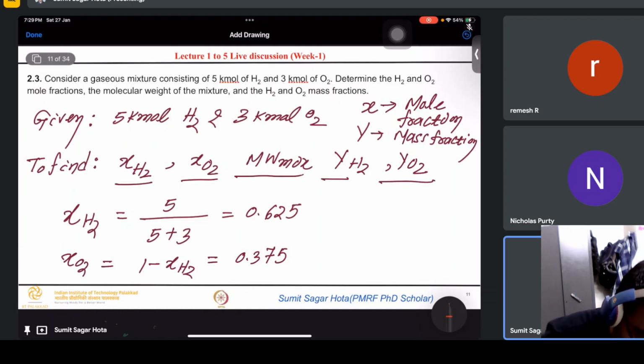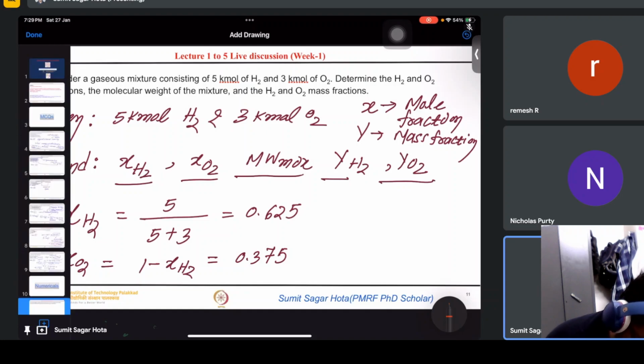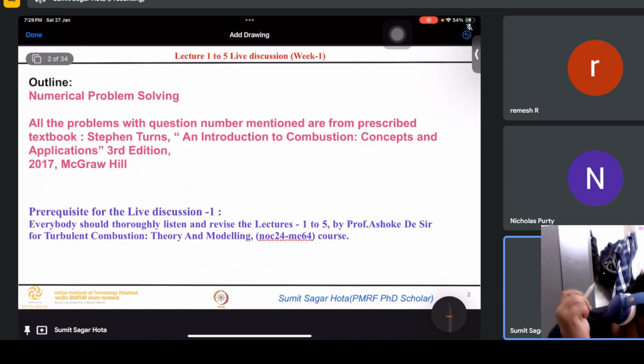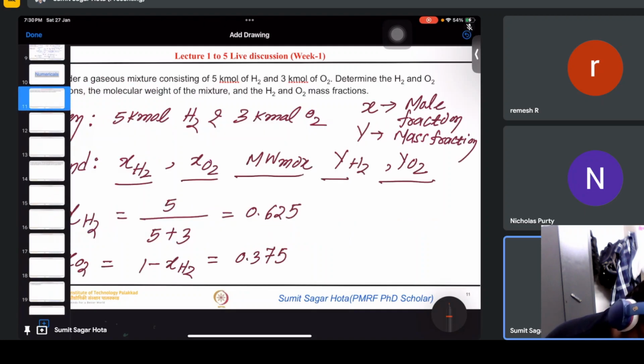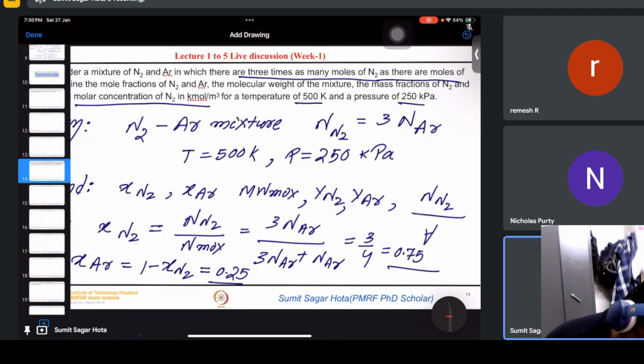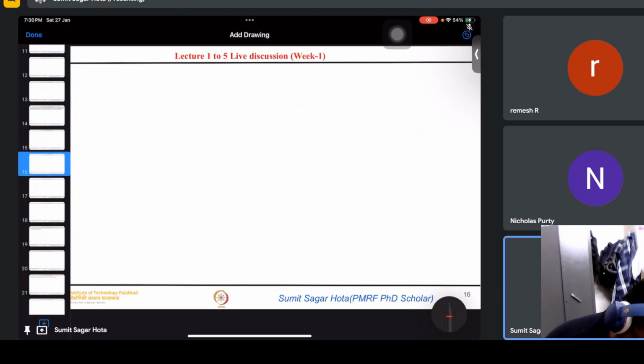I already mentioned the book name here. This is the book I am following. I think this is also a kind of standard textbook, by Dr. Ashok Desar. Don't confuse, it is directly taken from the exercise.